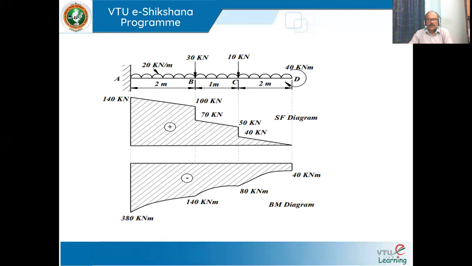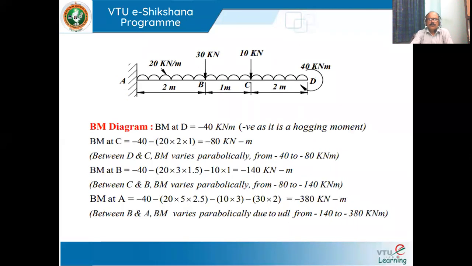Now, to draw the bending moment diagram, as usual, we have to consider a reference line. So we can find out the shear force at different points, and likewise the bending moments. Bending moment at D: usually end moments are zero, but we have a couple of 40 kilonewton meter, so that should be considered as a moment. Therefore, since it is clockwise, it is taken as minus 40 kilonewton meter.